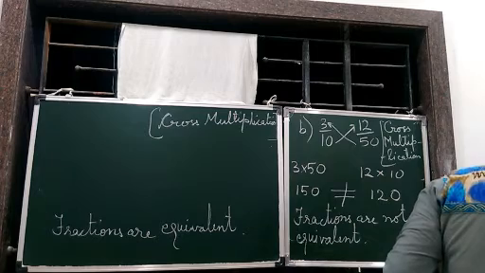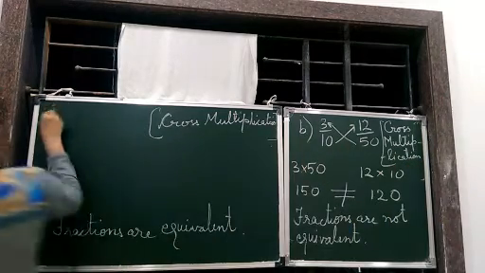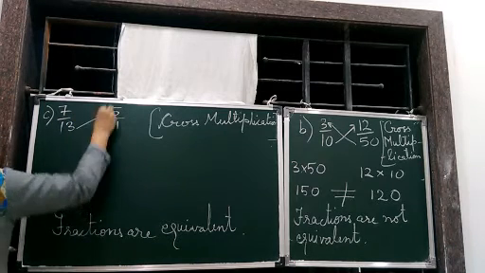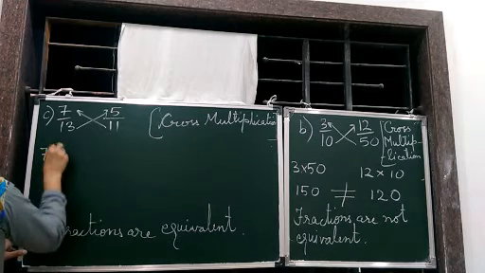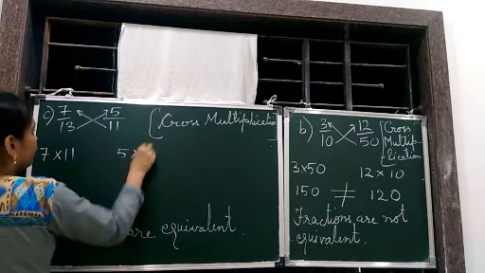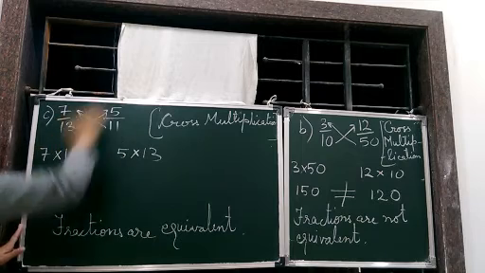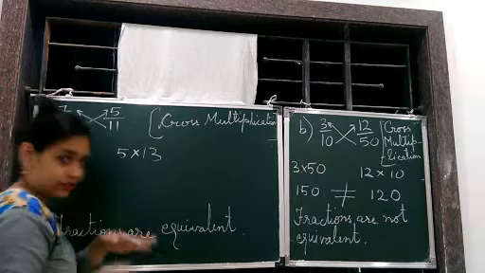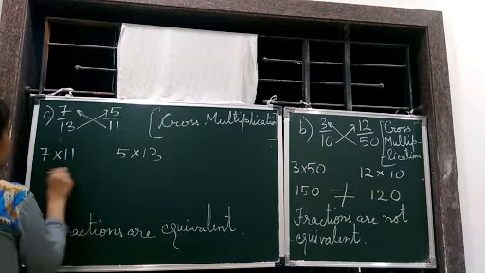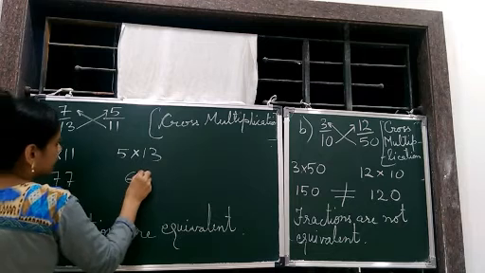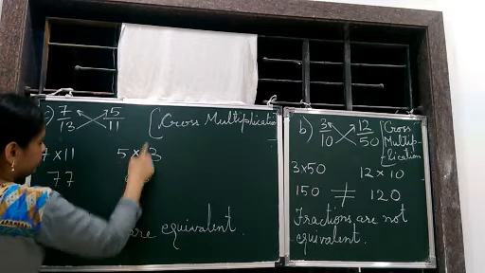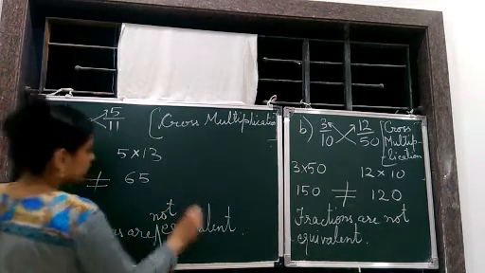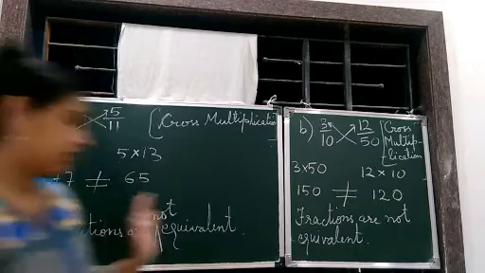7 by 13, 5 by 11. हमेशा याद रखोगे कि कौन किस तरफ जाएगा. Okay, you will never make a mistake. 7 11s give you 77, and I believe it is 65. 5 3s are 15, 5 6s. Yes, they are not equal. So what are we going to write? Fractions are not equivalent.